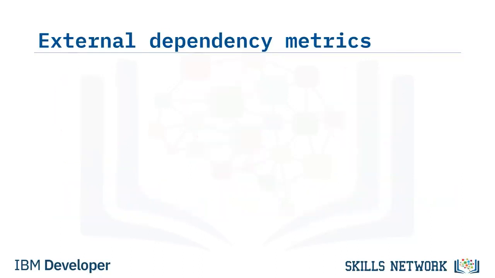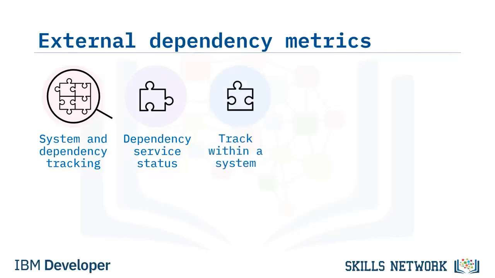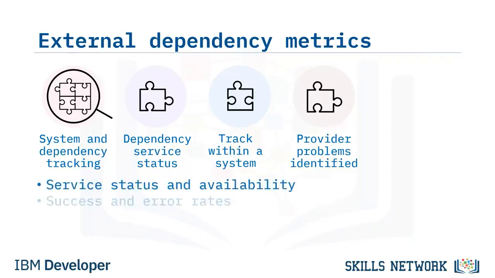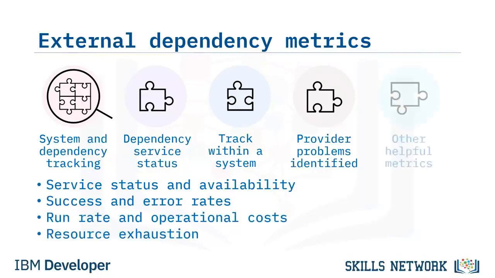Other metrics you may wish to add are those related to external dependencies. These allow you to track your system's interactions with external systems that your application uses. Some dependency services may provide status pages about outages. However, if you track these within your systems, you can identify problems with your providers that may affect your operations. Some items to track at this level are service status and availability, success and error rates, run rate and operational costs, and resource exhaustion. Of course, there are many other types of metrics that can be helpful to collect.